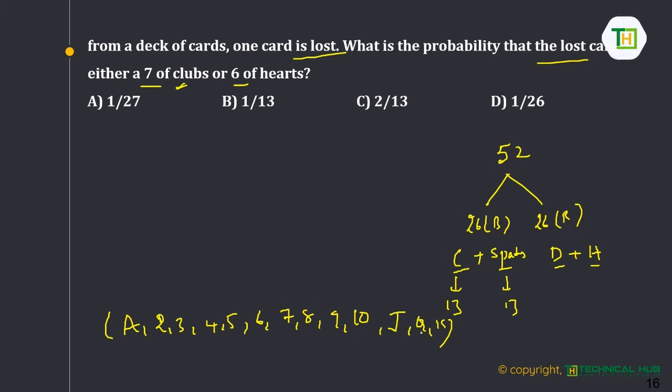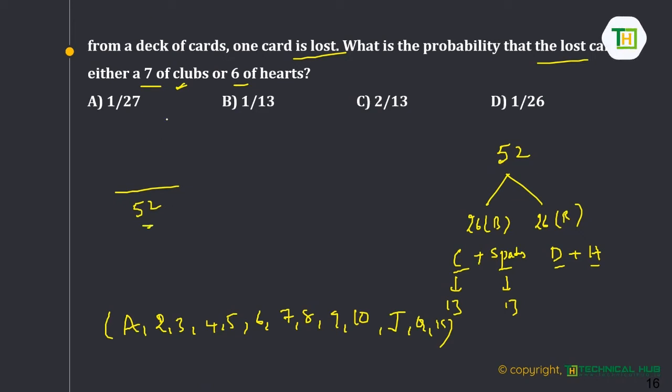So what is being asked here? One card is drawn, and that card is a 7 of club or a 6 of hearts. So in total how many cards are there? 52 cards are there. So one card is drawn means 52C1, which is nothing but 52 only. So this is the total outcomes.